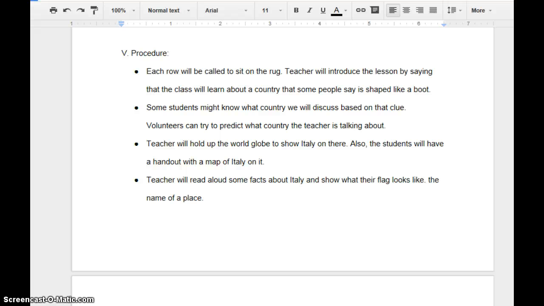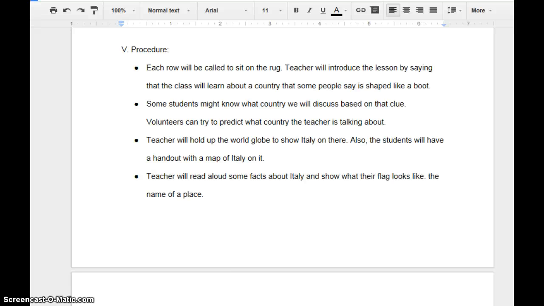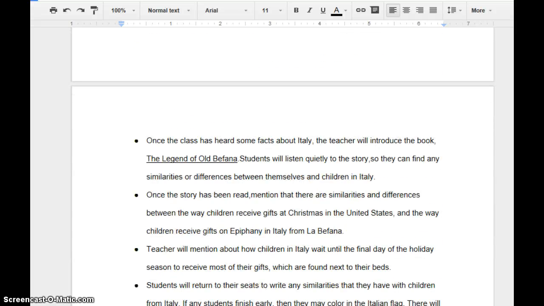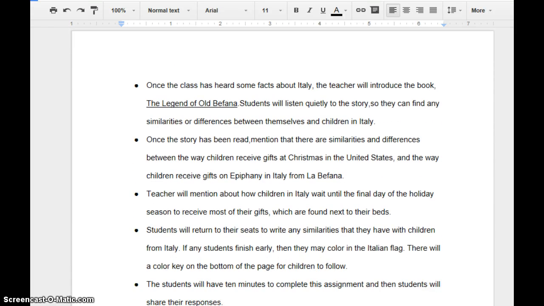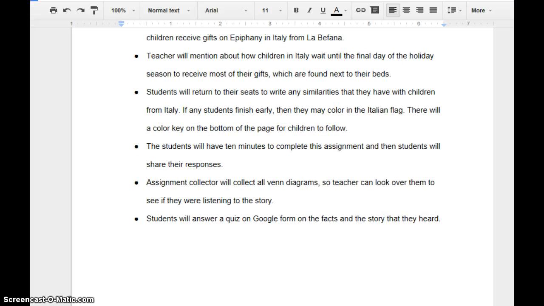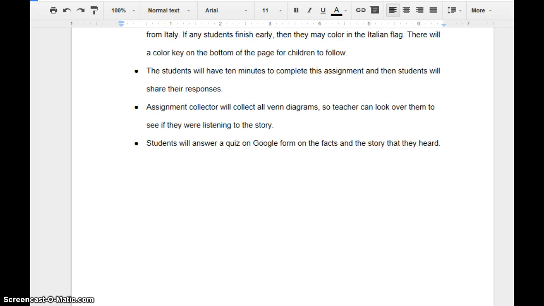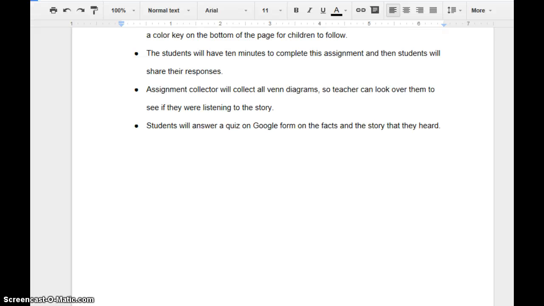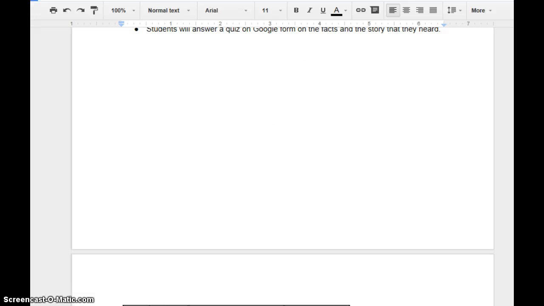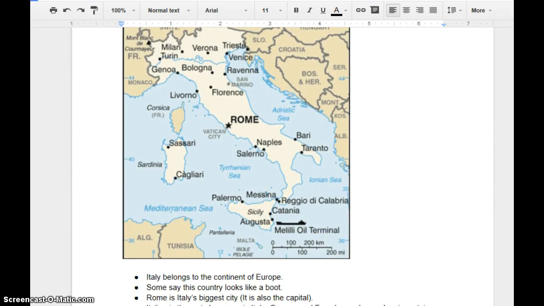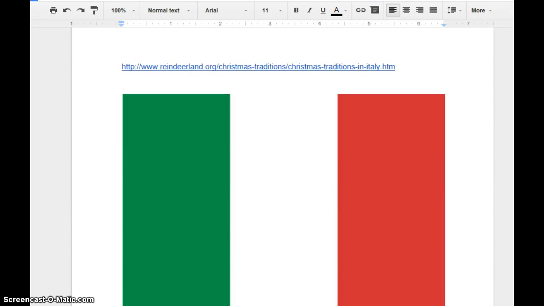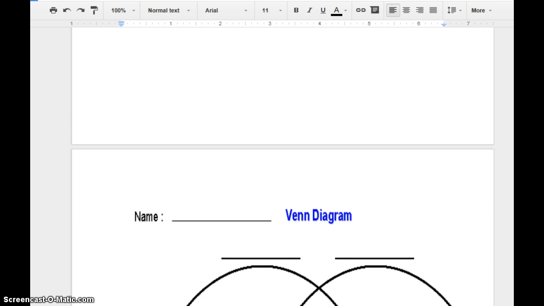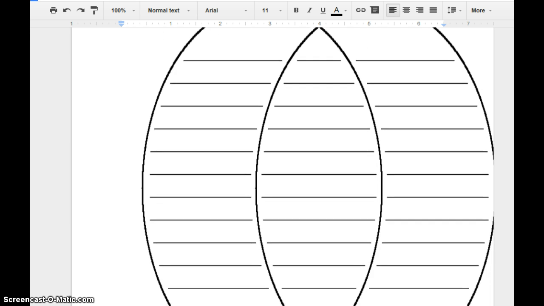After the students have heard the story, I would have them do an activity at their desk where they would fill in a Venn diagram about similarities and differences that they share with children from Italy. Then, when we go to the computer lab, that's when I would want them to answer their Google form and see what they have remembered from class and what maybe they didn't understand.